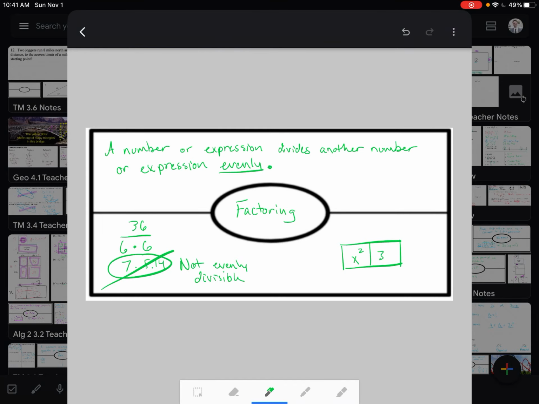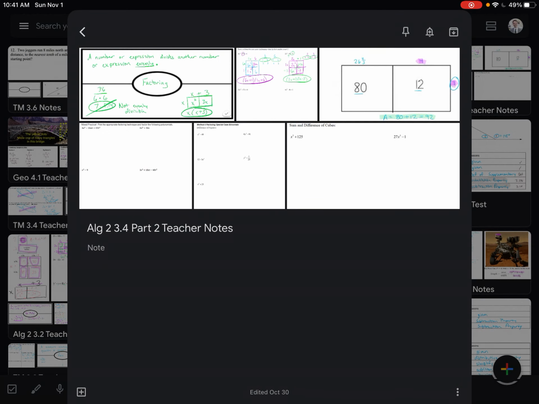So it's the same thing when we're looking at factoring an expression like x squared and 3x. We need to find edges of this that factor out evenly. So our factorization here is x times x plus 3. So again, the same idea applies. We need an evenly divisible factor. We're not looking for those messy decimals and repeating things. Again, we're just doing some division.